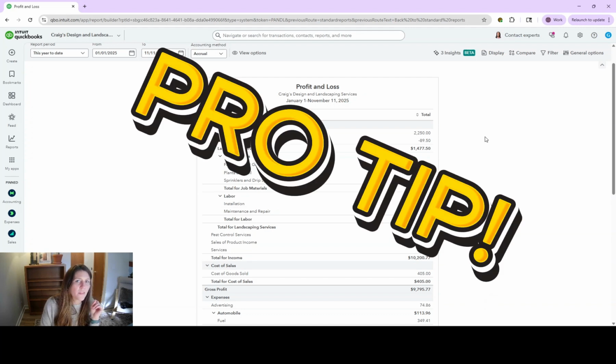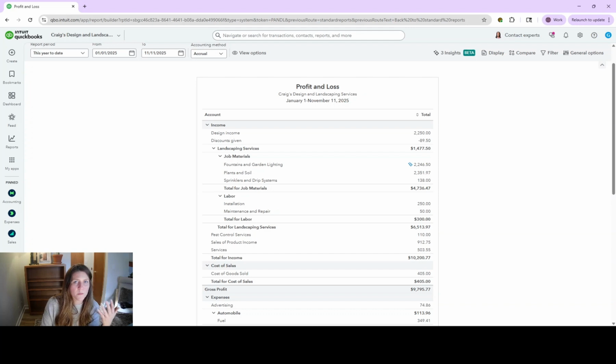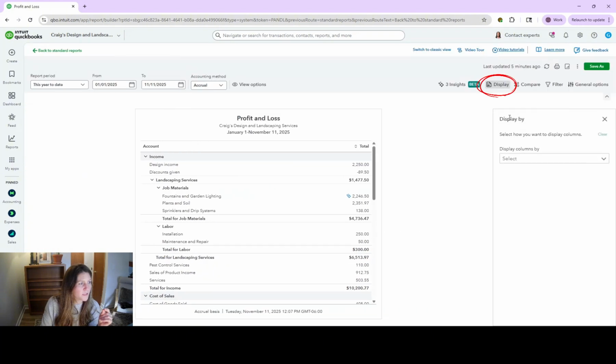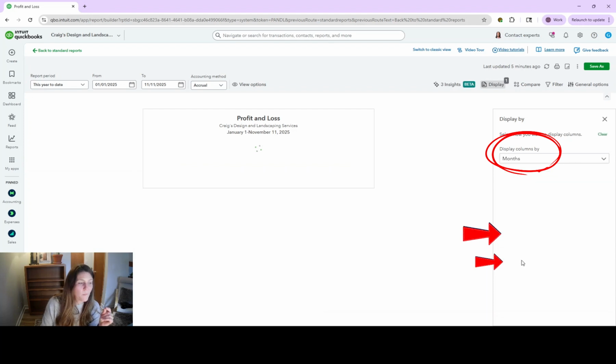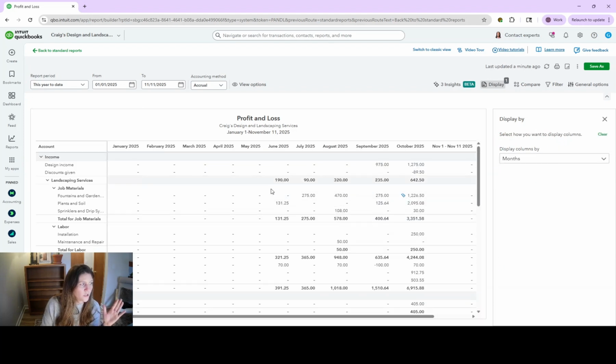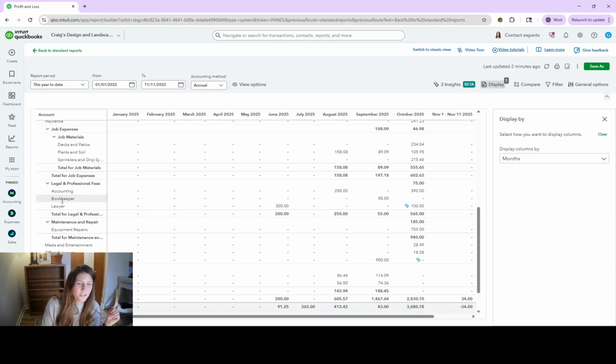One pro tip that I think usually helps a lot in identifying duplicate entries or missing transactions is to change how we view this report and break it out by month. So if we click on the display button and then display the columns by transaction date and sort that by month, we're going to get a breakdown of all of our transactions for each month of the year for each account. What this does is allow us to see if there is anything missing or anything duplicated.